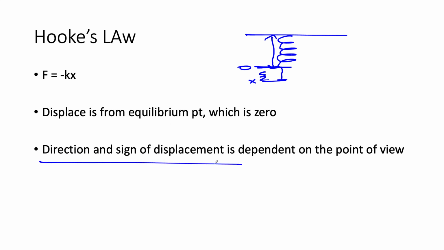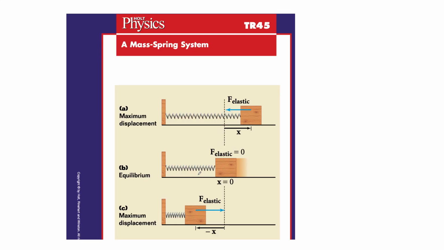Direction and sign, again, is based on our point of view. In this case, this is minus x. If we compress it up to here, this is going to be positive x. If the spring is attached to something horizontal, this is positive x and this is negative x. It all depends on your point of view, and this is going to be key. So here's our mass spring system.